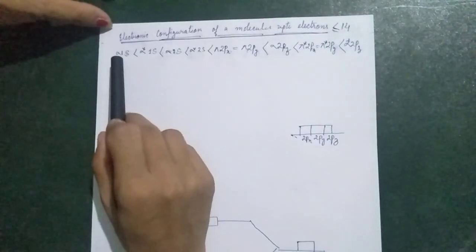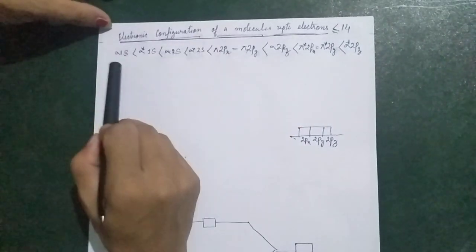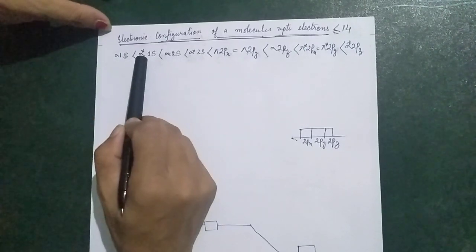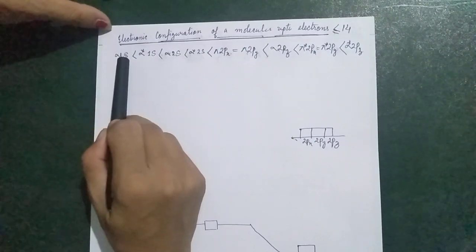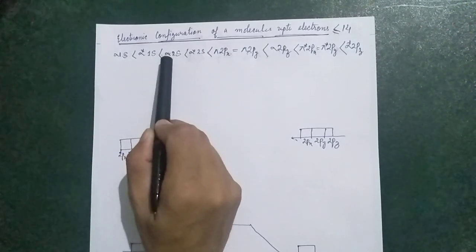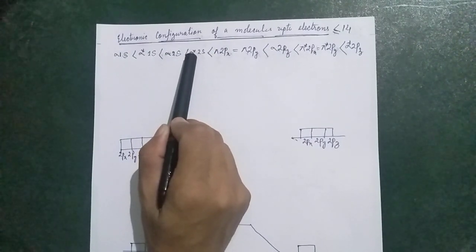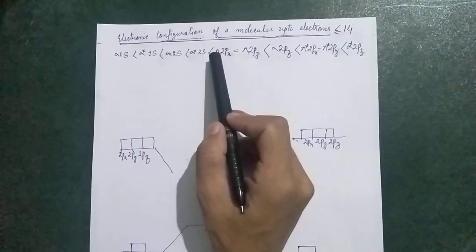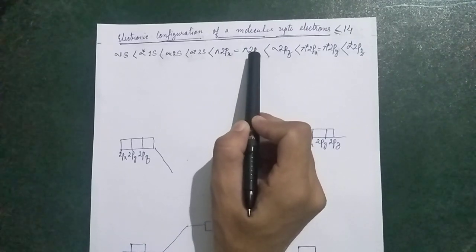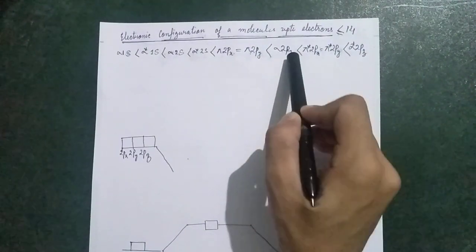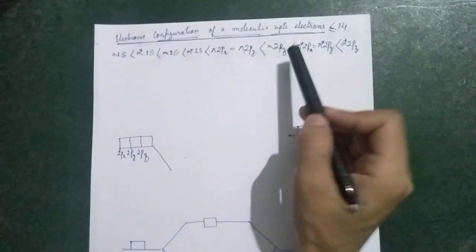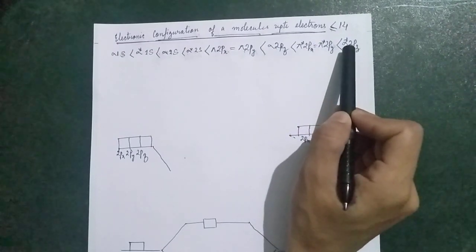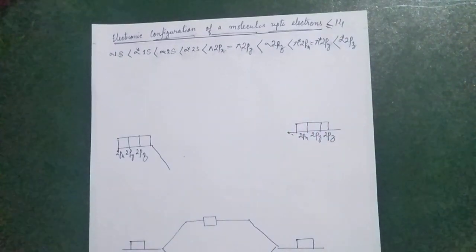In that case, the electronic configuration of that molecule is written very simply as: sigma 1s, sigma star 1s, sigma 2s, sigma star 2s. One is non-star, one is star. Then pi 2px, pi 2py, sigma 2pz. These two, pi 2px and pi 2py, have similar energy. Then pi star 2px equals pi star 2py, and lastly sigma star 2pz. Let us see how this has come.